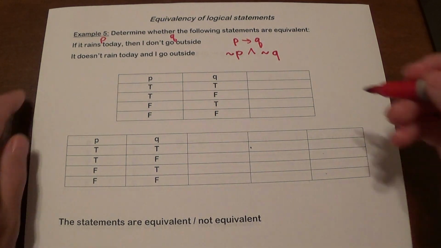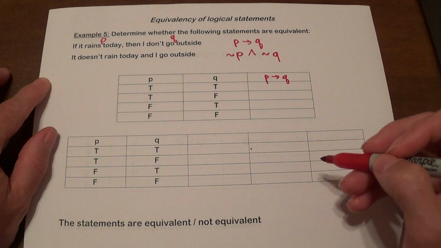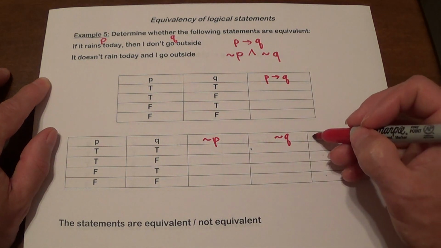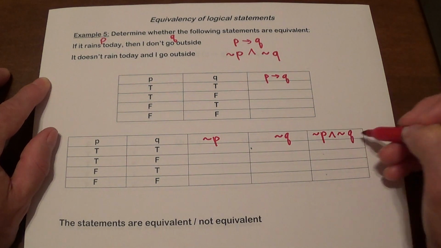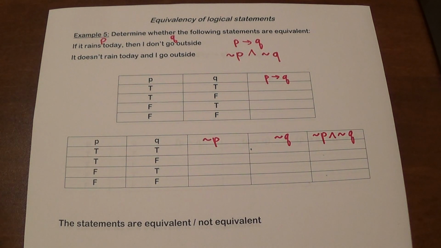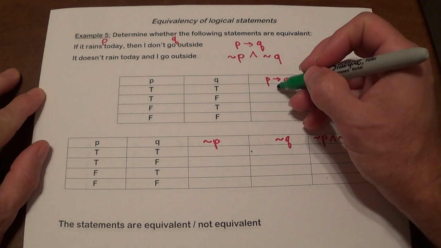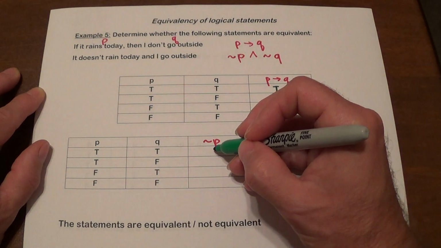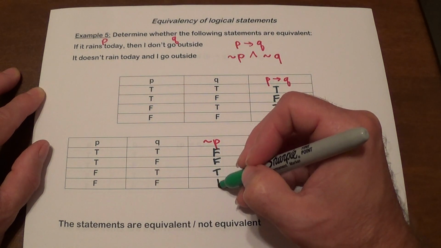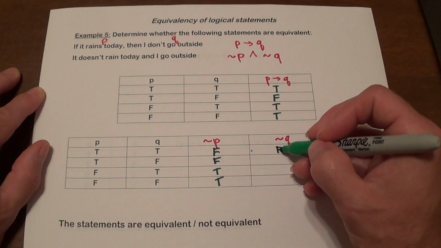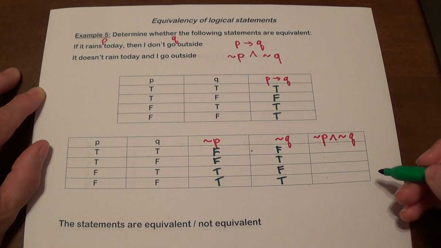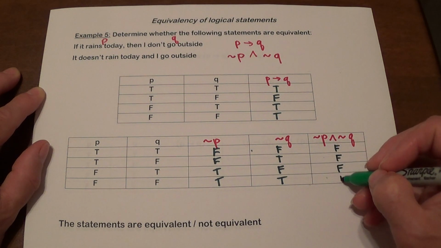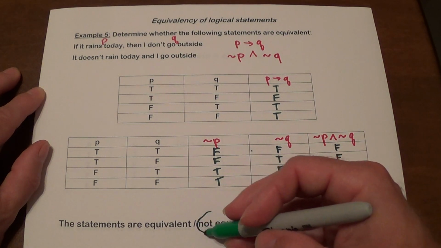Let's see what happens here. So here we're trying to show that P implies Q. Here we need to have two additional columns. It will be not P, not Q, and not P and not Q. Let's complete that. P implies Q is true, false, true, true. Not P will be false, false, true, true. Not Q will be false, true, false, true. Not P and not Q will be false, false, false, true. They don't match, not equivalent.